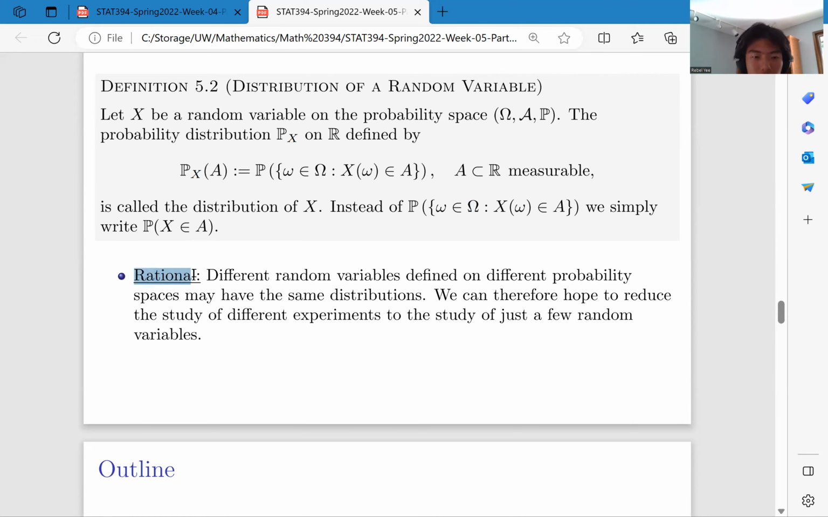So here there's a note for us to notice. Different random variables defined on different probability spaces may have the same distribution. So we can therefore hope to reduce the study of different experiments to the study of just a few random variables.